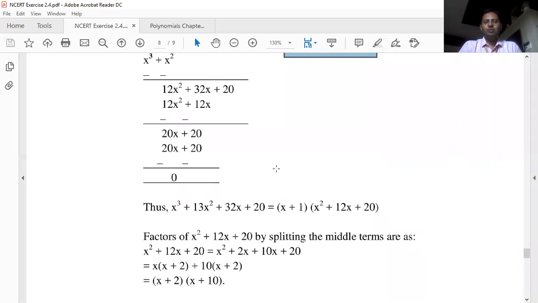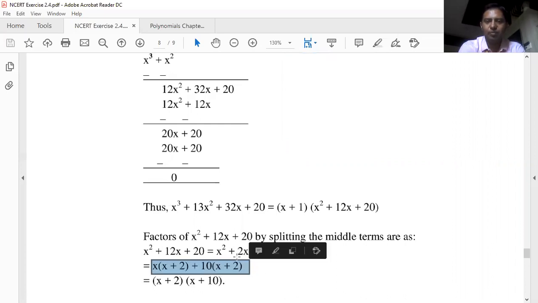So we'll split x square plus 12x plus 20 by middle term splitting. We'll split this 12 such that the product will become 20. So we'll split it as 2x plus 10x.